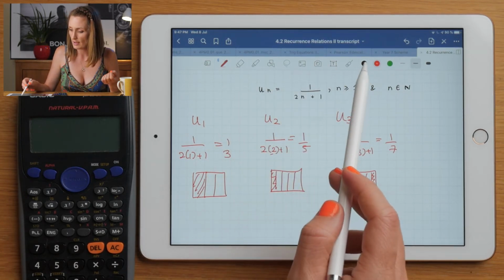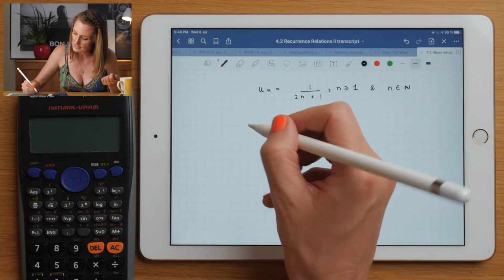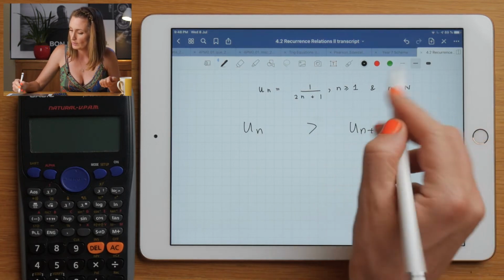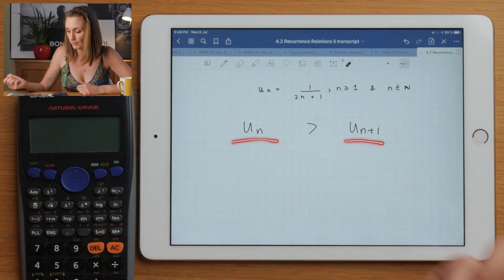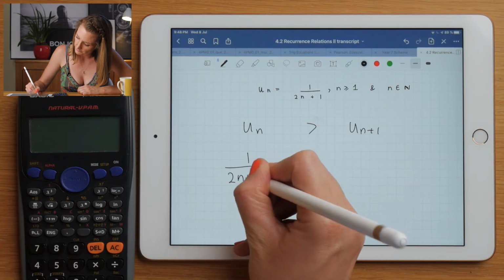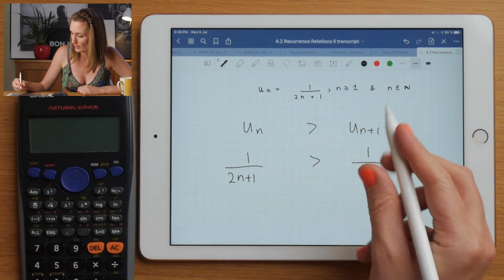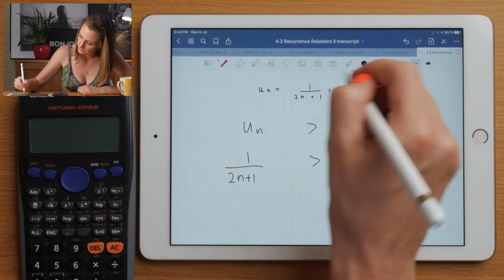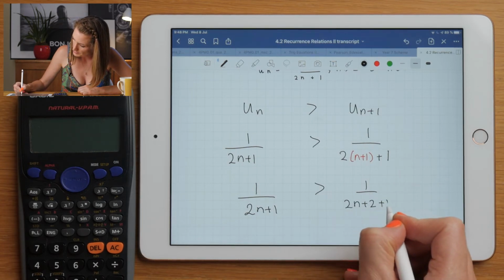You'd want to show this algebraically. So let's start out like we did before. We know that this is decreasing, so we know that un is going to be bigger than the next one. So we know that the previous one is bigger than the next one, or the next one is smaller than the previous one, however you want to work that. We substitute in the formula, and then here we replace n with n plus 1. You want to put it in a bracket like this. Multiply out your bracket here, 2n plus 2 plus 1.